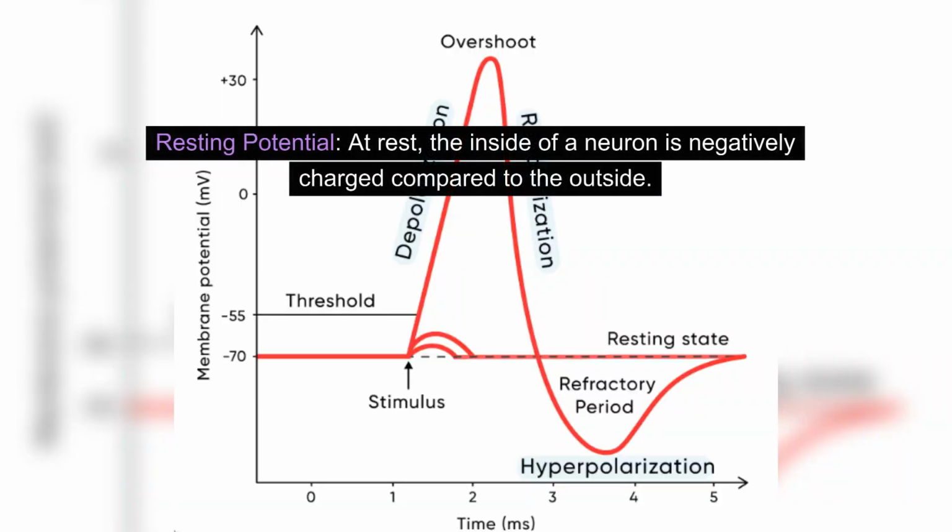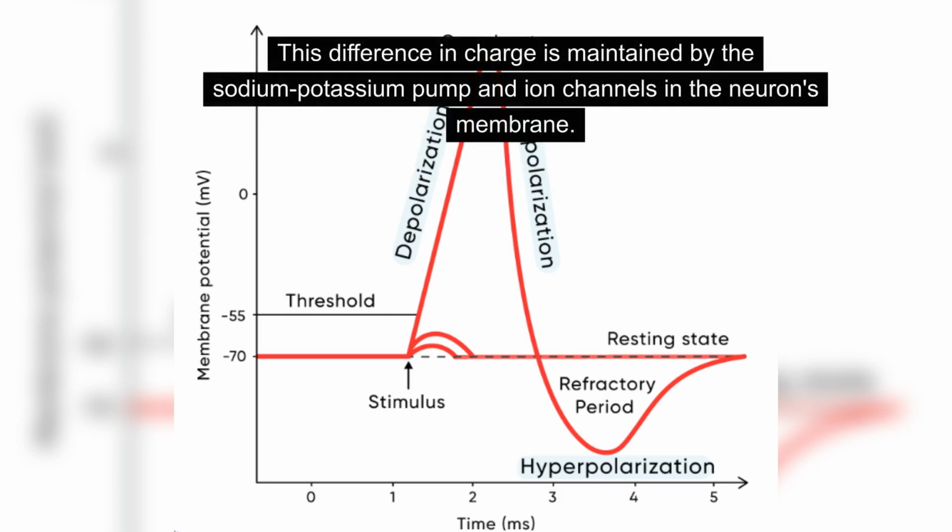Resting potential. At rest, the inside of a neuron is negatively charged compared to the outside. This difference in charge is maintained by the sodium-potassium pump and ion channels in the neuron's membrane.